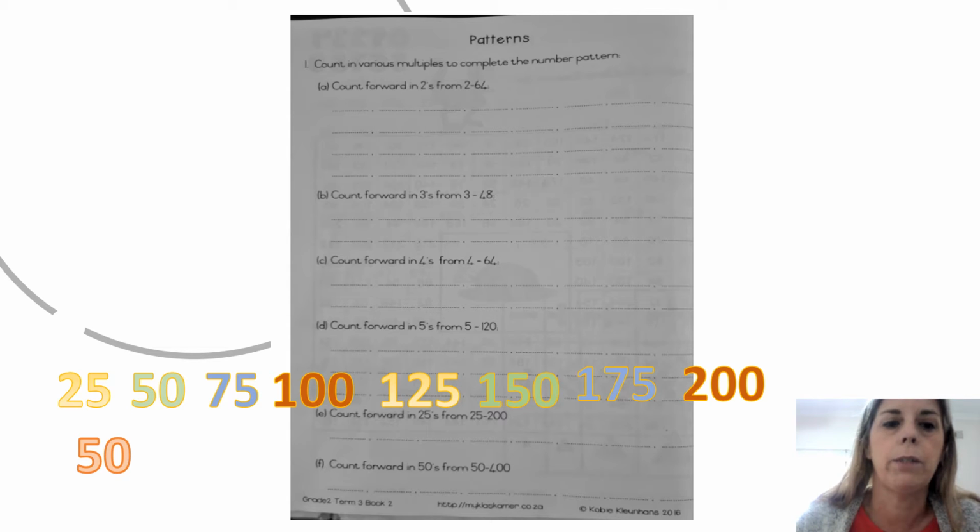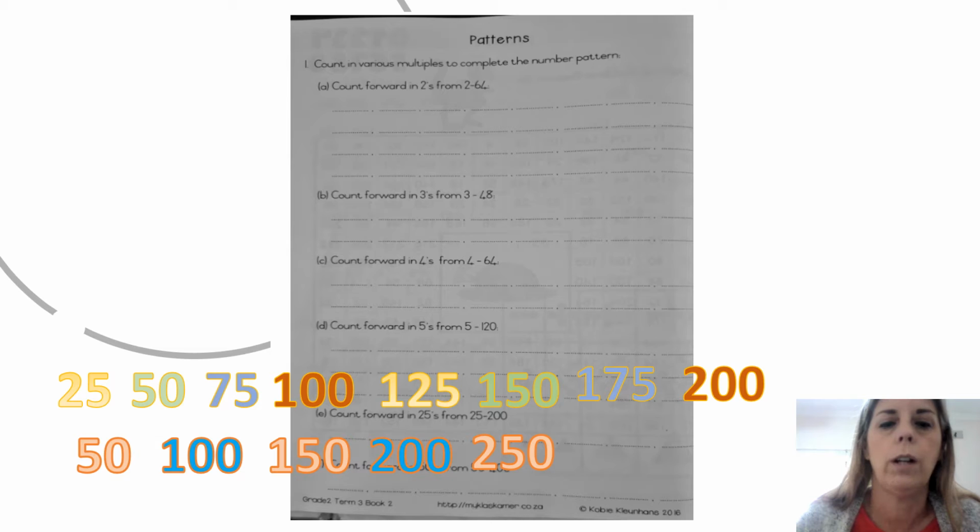Right, the next pattern which has appeared there is counting in 50s, which is our last question on the page. Count forward in 50s from 50 to 400. So if we're counting in 50s, our first number is 50, then 50 more is 100. See if you can see the pattern. 150, 200, 250, 300, 350, 400. Sorry, it's hiding behind my face there.